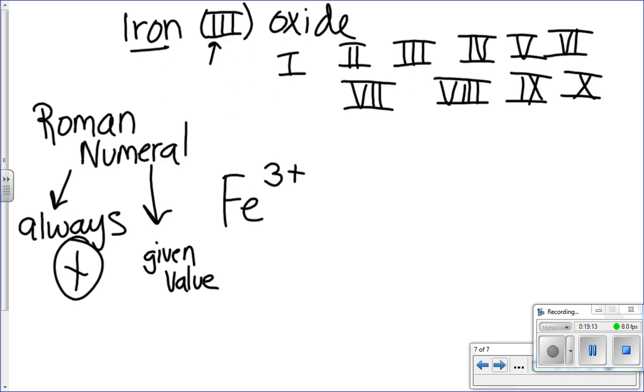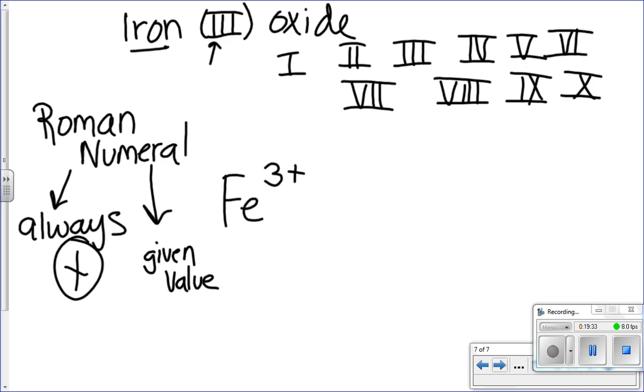The V means 5, and I before the V means the number before 5, which is 4. An I after 5 is 1 plus 5, so this is 6, 7, 8. The X means 10, so the I before the 10 means the number before, which is 9. Okay, so here is our positive ion.